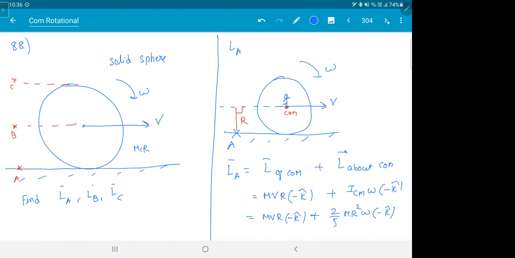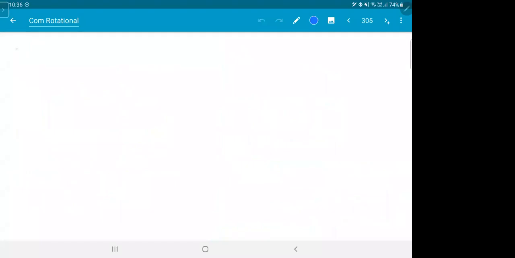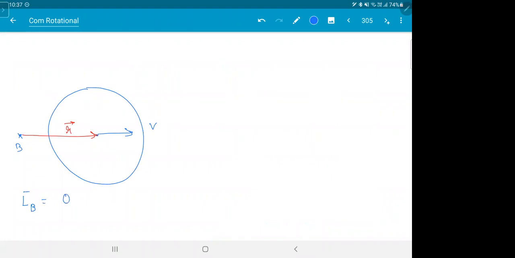Let's see. Look at B. It's going like this. B is here. So this is R bar, na? Both are parallel. So angular momentum about B would be 0 because it is parallel, plus angular momentum about center of mass. So stand on the center of mass, which is I_CM omega minus k cap. If you see, the second part will always remain same. So the answer would be 2 by 5 MR square omega. Is this fine?